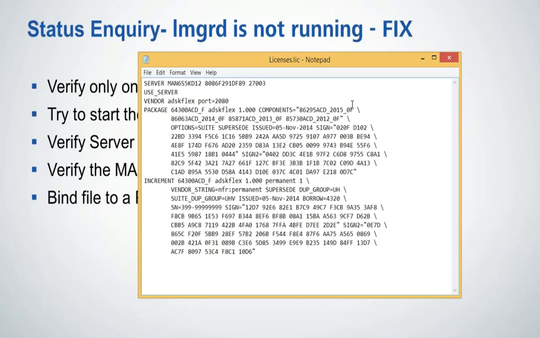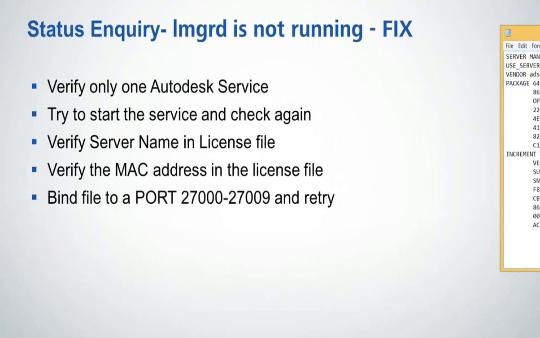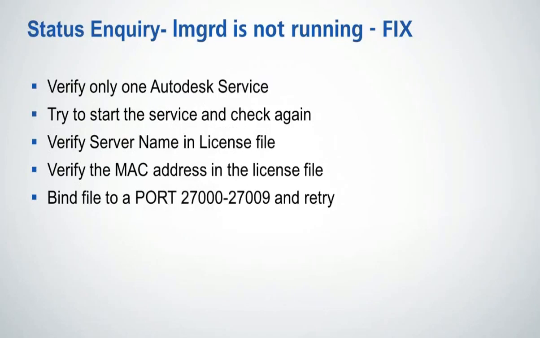We can adjust what our product uses by putting a space after the MAC address, typing in 27,003. I like 3 because it's not close to 0. That's the only reason. As long as it's within our range, it should be fine. Save the file, then I would stop the license service and restart it, and it should bind it to that port. That will prevent some issues from happening.